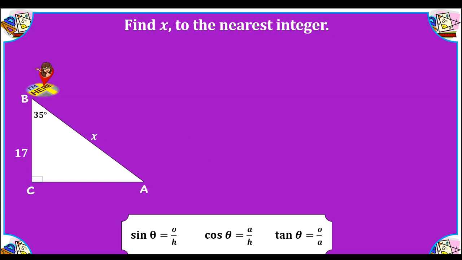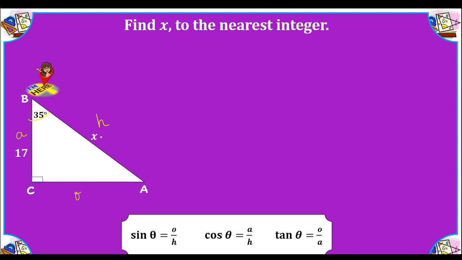Let's take a look at our second example. So this time our reference angle is angle B. And let's label all of our parts. So CA, which we are not going to need, this is going to be the opposite side. My adjacent is 17, and my hypotenuse across from the right angle is X.